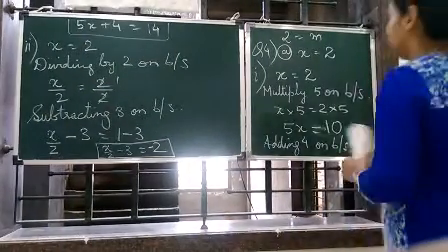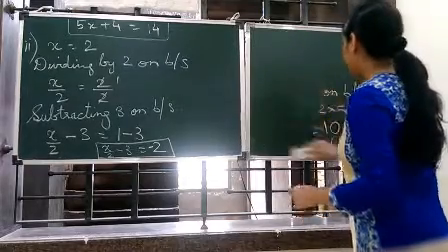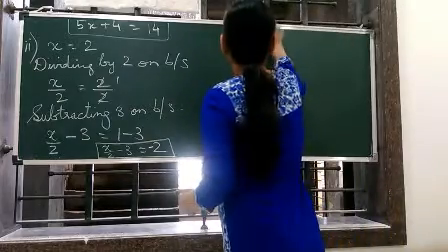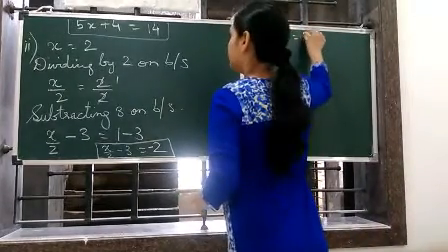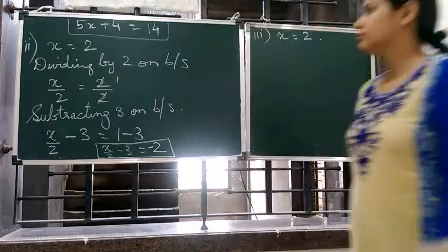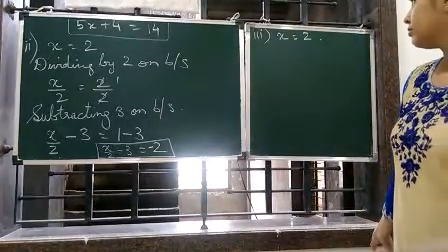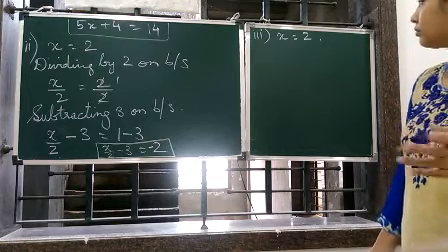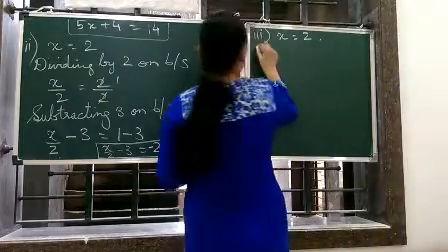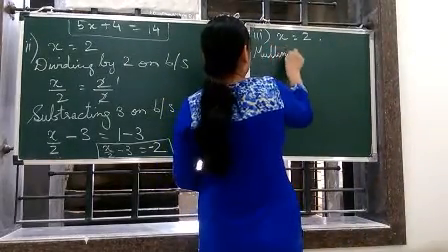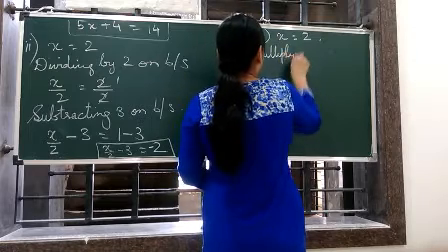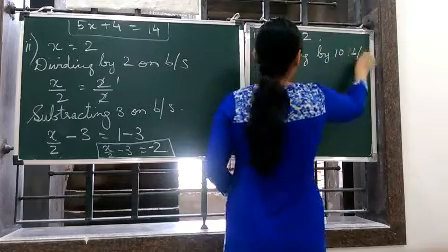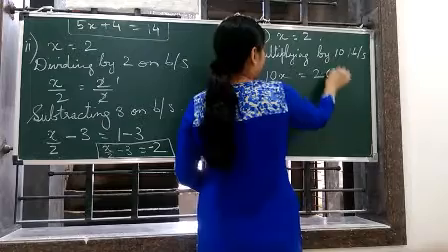Let's do the third part now. x is equal to 2 once again, the third equation. x is equal to 2. Again, let's multiply by 10 this time. Multiply by 10 both sides, so it becomes 10x is equal to 20.